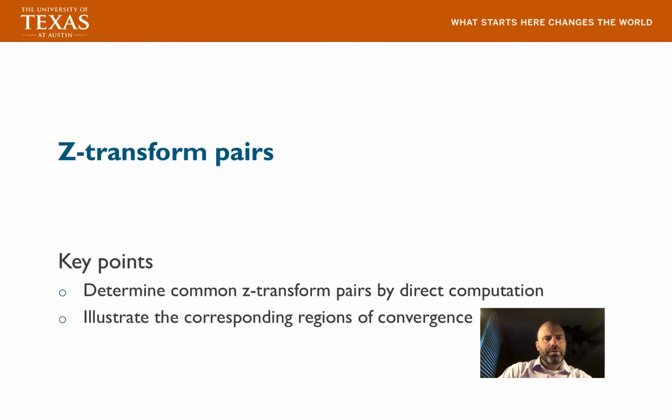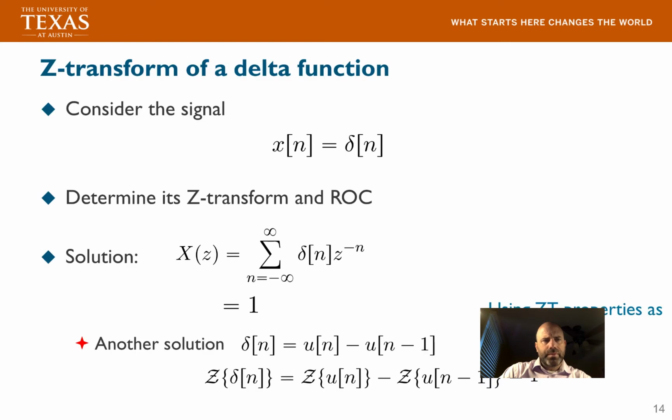I'm going to go through a few z-transform pairs. We need to determine the common z-transform pairs and then illustrate regions of convergence here. So here's a delta function. Let's insert that into the z-transform expression. Remembering the sifting property, the sum is non-zero only for the place where n is equal to zero. That corresponds to one. And so the z-transform of a delta is a one.